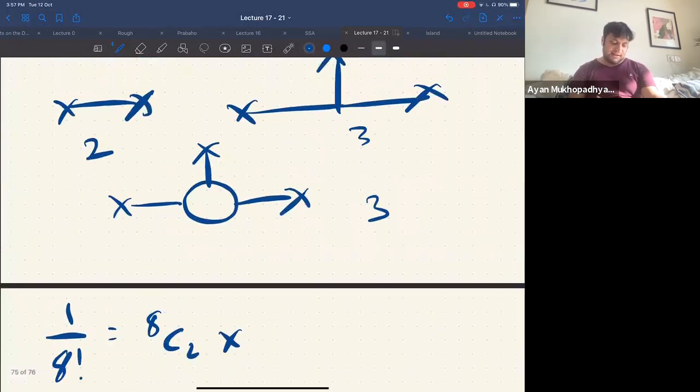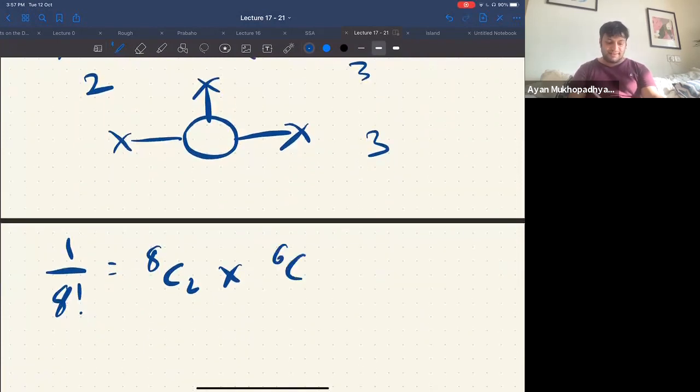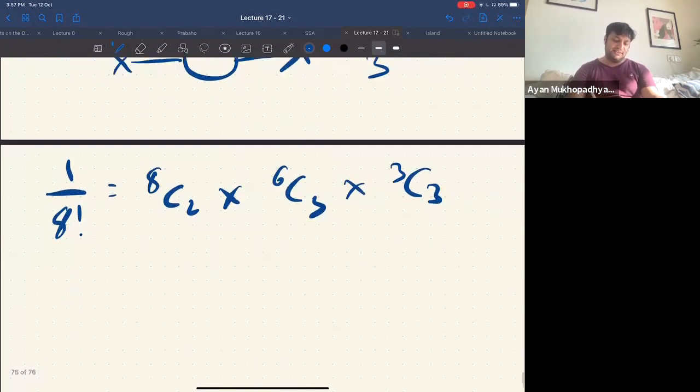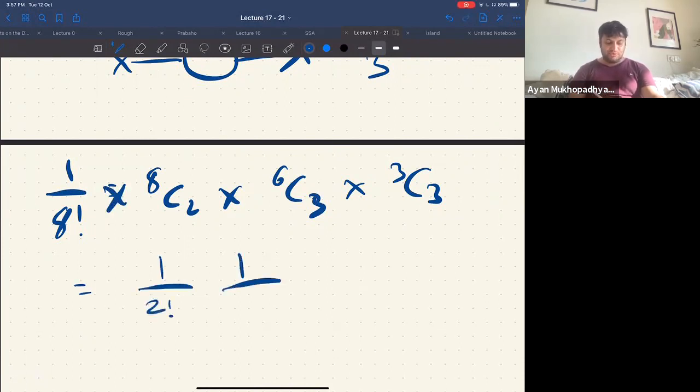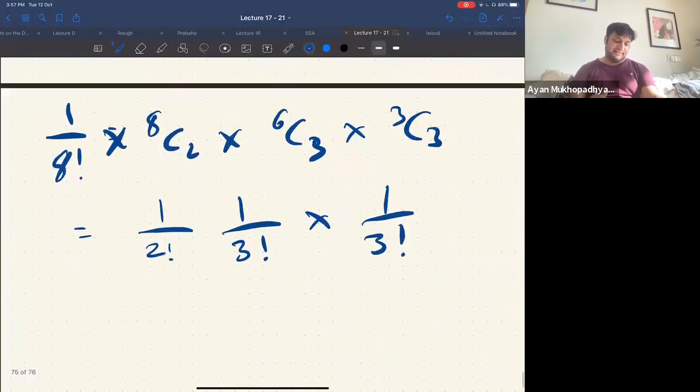And then there are 6 remaining. And out of the 6, I have to choose 3 again. And out of the remaining 3, will go here. So this is a trivial one. And this is nothing but 1 over factorial 2, 1 over factorial 3 times 1 over factorial 3. So in general, what you see is that you will simply get the factorial of the nj's only, right?